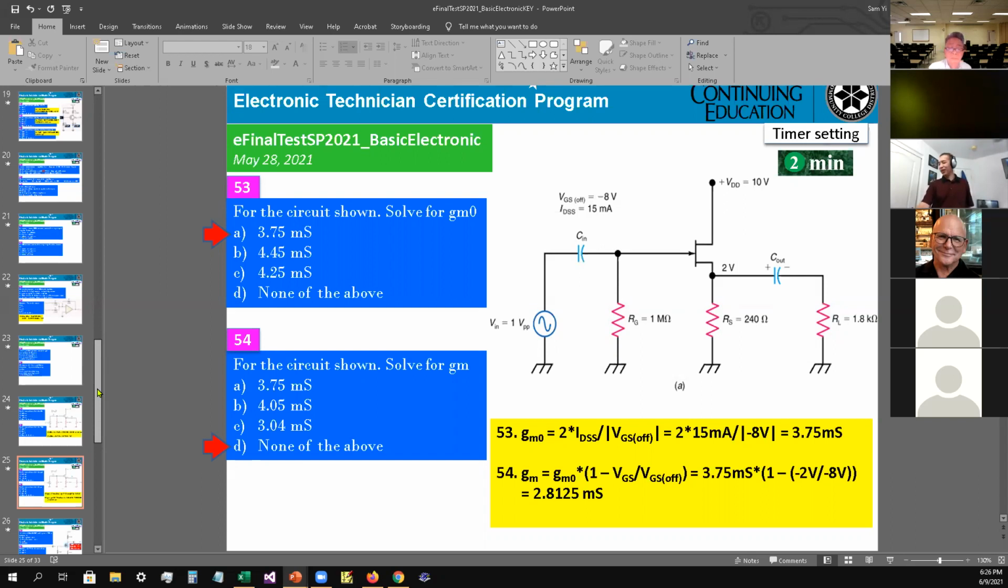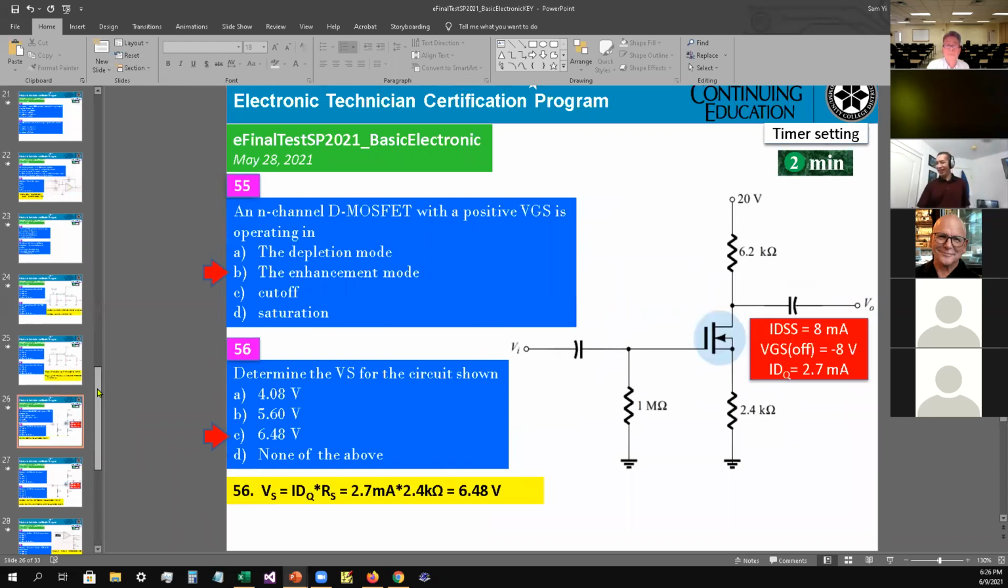No? Okay. All right, next one. For the N channel D MOSFET with a positive VGS, it is operating in, okay, if it's positive, it's going to be enhancement mode. And when it's negative, it's in depletion mode. So this is operating in the positive, therefore it's in enhancement mode. So B as in Bob for number 55.